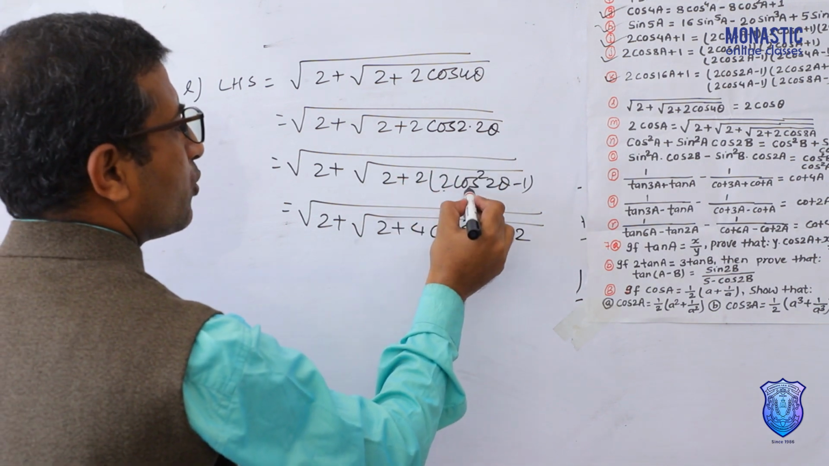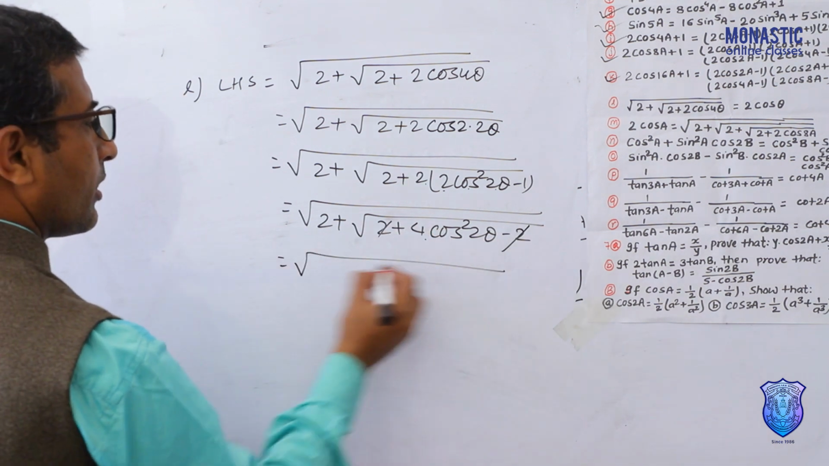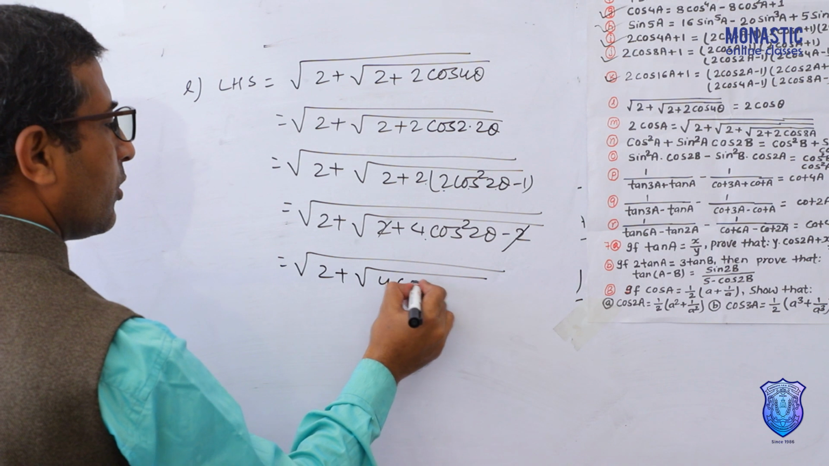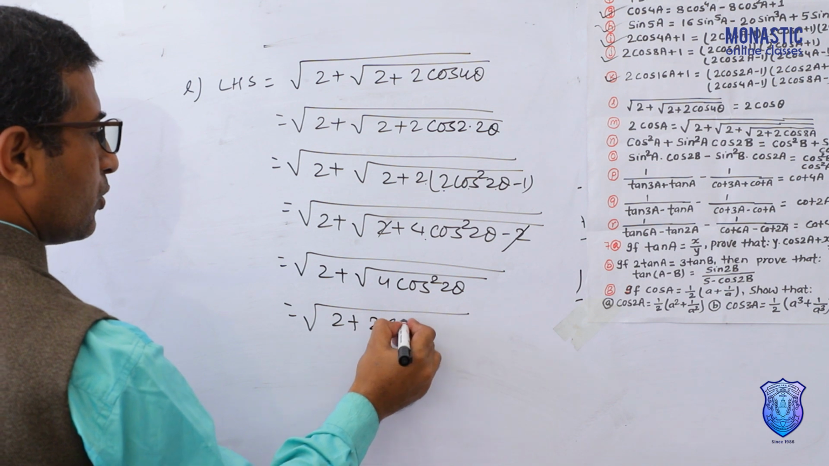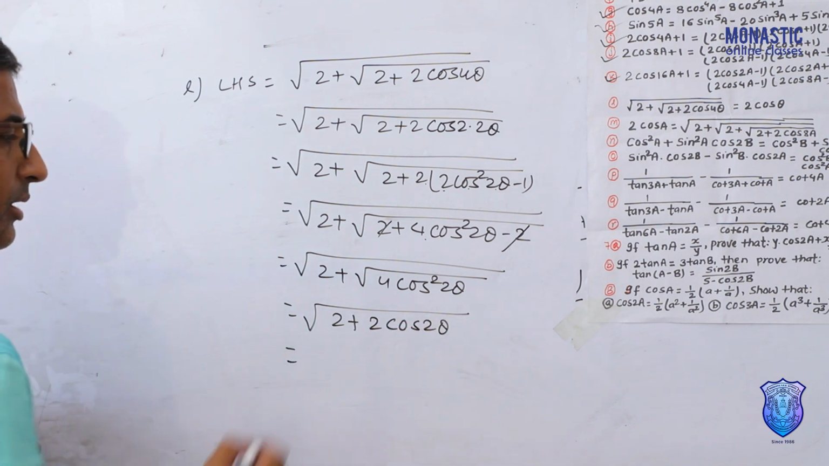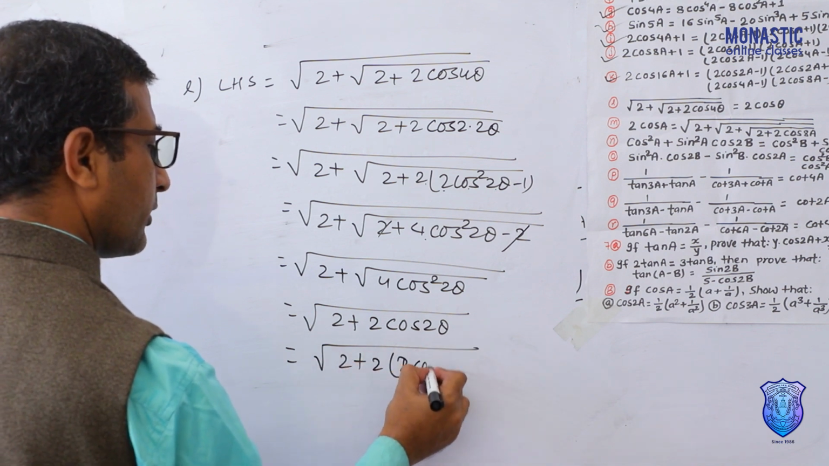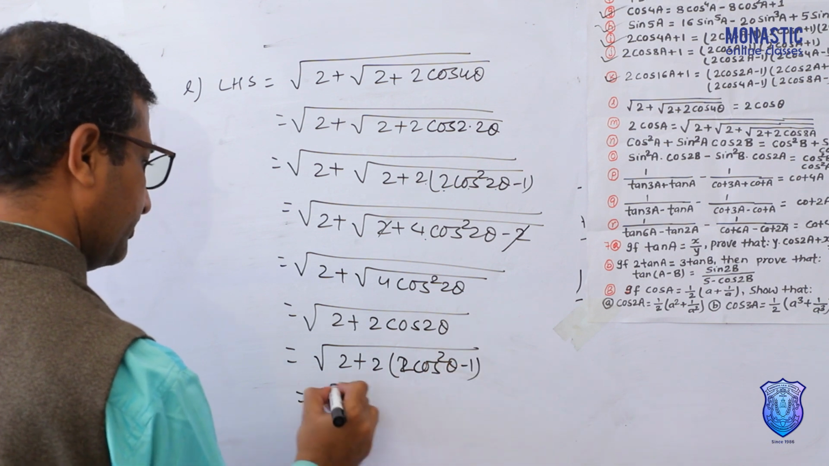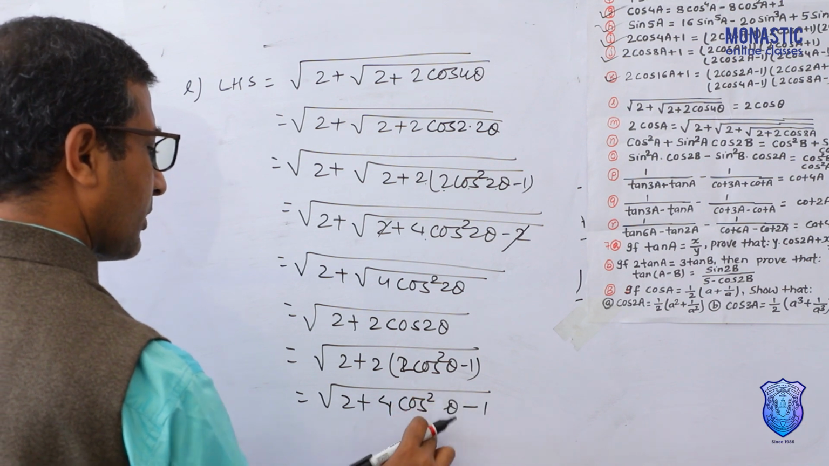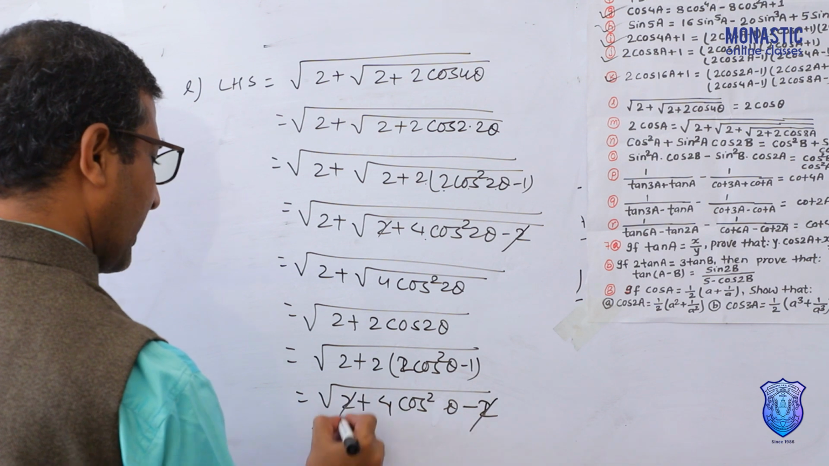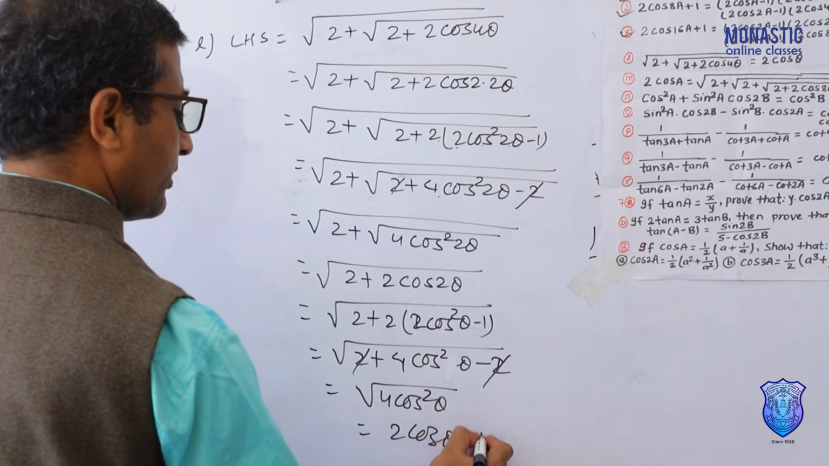We have written the formula 2 cos square 2 theta minus 1. Do the multiply with 2. These two cancelled. Now it came 4 cos square 2 theta. Square root of this is 2 cos 2 theta. Again we can write the formula of cos 2 theta: 2 cos square theta minus 1. Do the same process. Do the multiply. These two cancelled. 4 cos square theta is equal to 2 cos theta. That's our result.